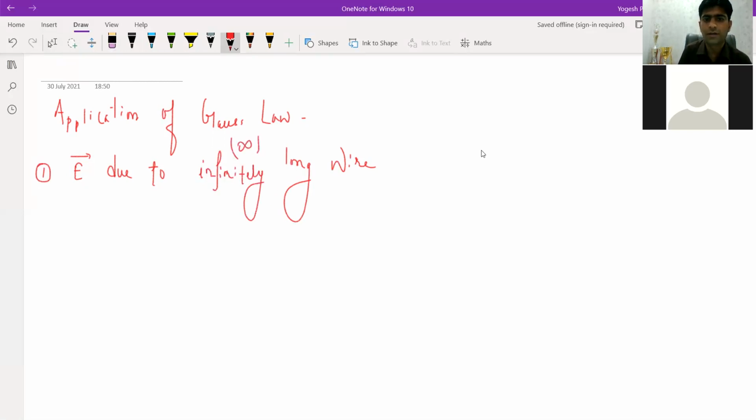Infinitely long wire. So if this is the wire, you can consider this is your wire which is given. Why do we write this infinitely long wire? What is the purpose of writing it? If we just wrote long wire, would it make any difference? Now this is a long wire. Why do we always write this word, infinitely long wire?